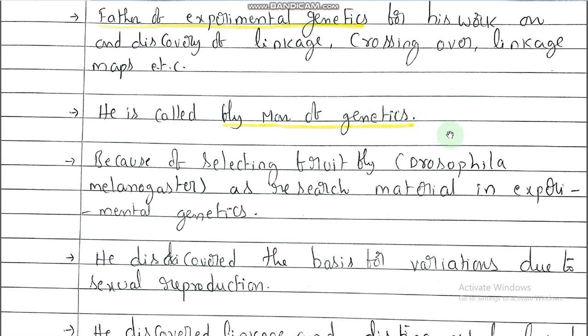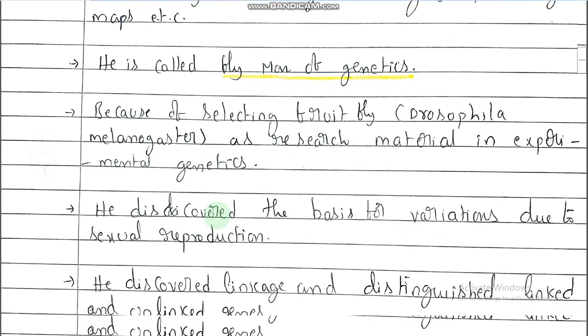Why is he called the flyman of genetics? Because of selecting the fruit fly. Whatever experiments Morgan did, he selected the fruit fly, whose scientific name is Drosophila melanogaster, as research material in his experimental genetics. That is why he is called the flyman of genetics. Right? Next one.